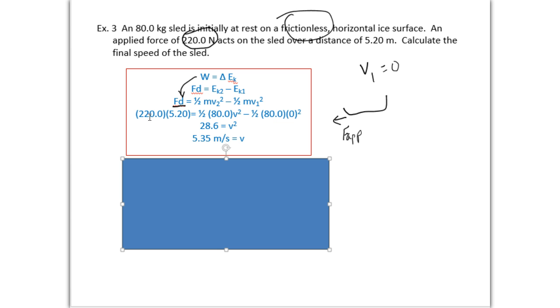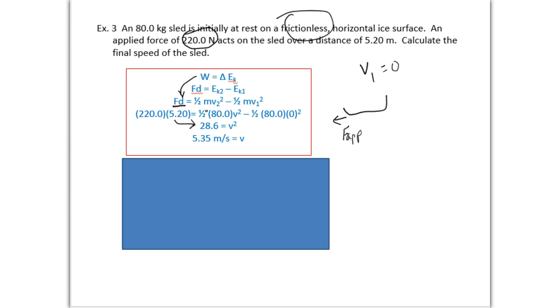So you go through this question. It's your 220 newtons applied force times the distance you travel. So that's the work that will be done. You fill in each of the values you know here. And again, we said V1 was 0. The mass of the sled hadn't changed, so still 80 on both sides. But you have to find V2. So you work at this side, your left side. You come back with 28.6.